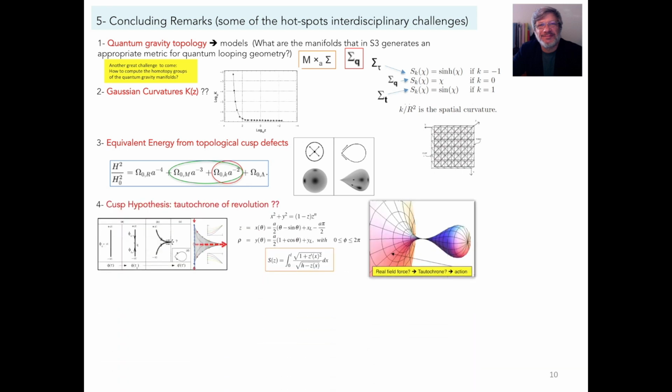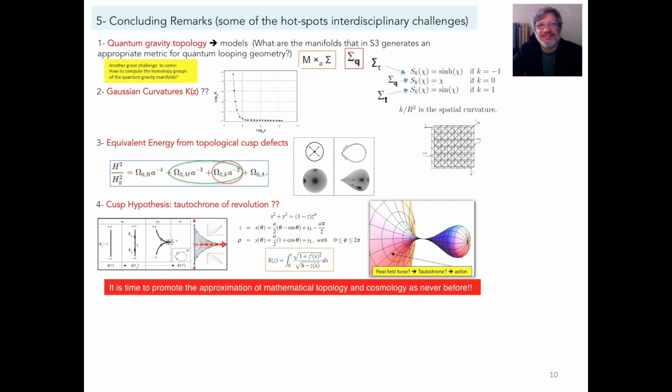And the last challenge for today is a geometric one. I would say that it is still necessary to prove, as I said before, that the curvatures in the Cusp model with tachyonic-like spacetime are tautochrones of revolution. Finally, I would like to say that analyzing the sophisticated mathematical apparatus that we have today in face of the new demands of cosmology, especially related to the theory of singularities, it's time to promote the approximation of mathematical topology and cosmology as never before.